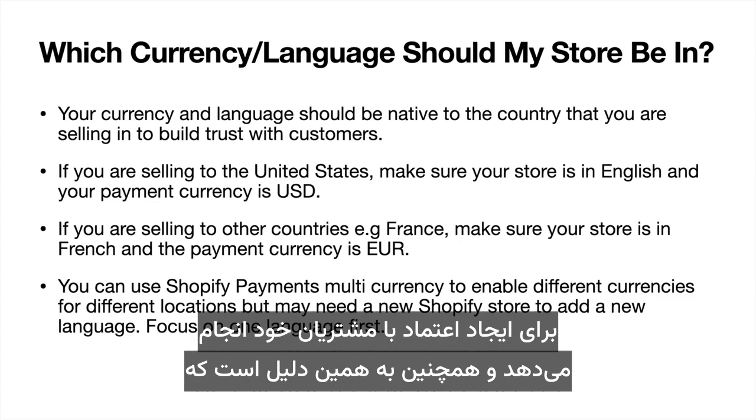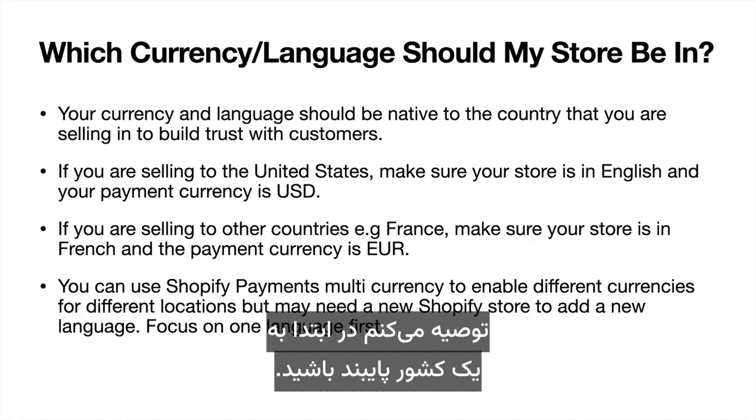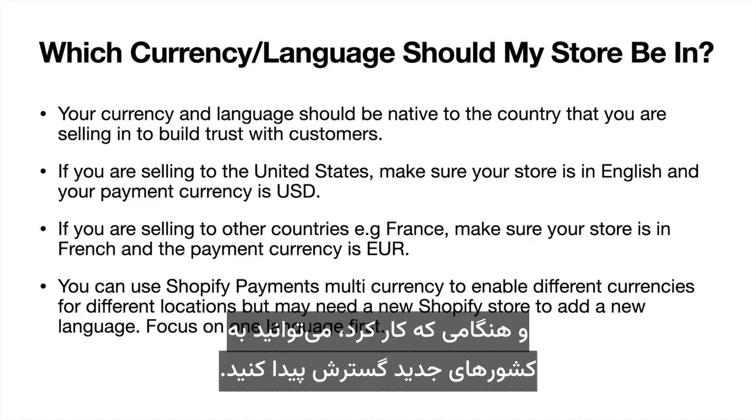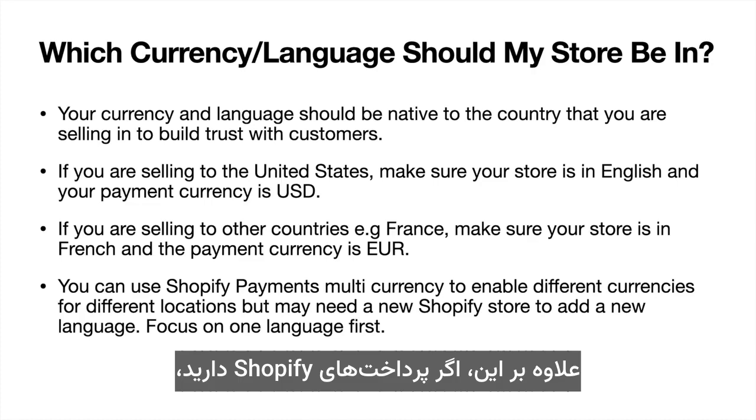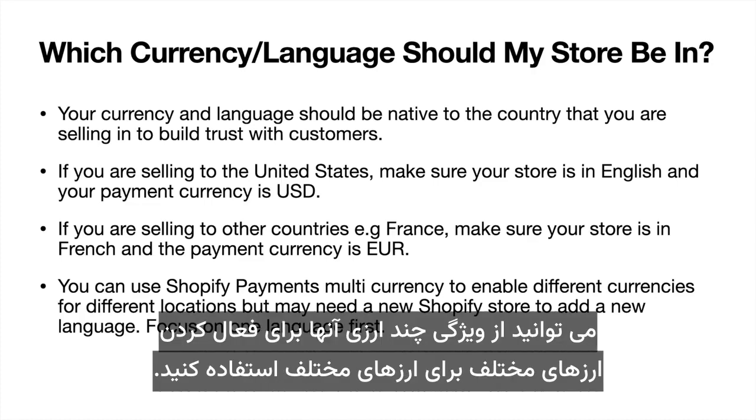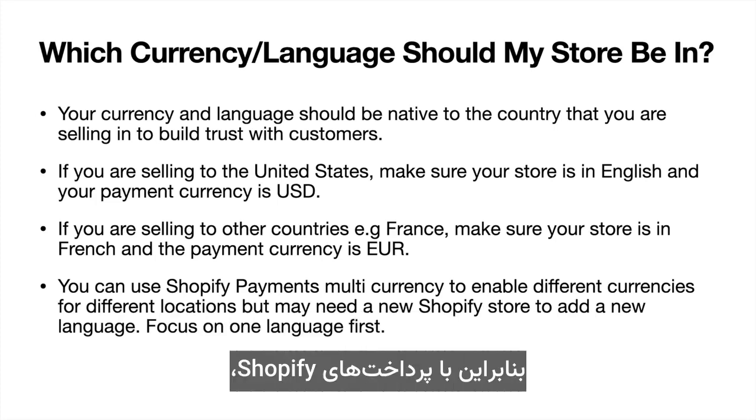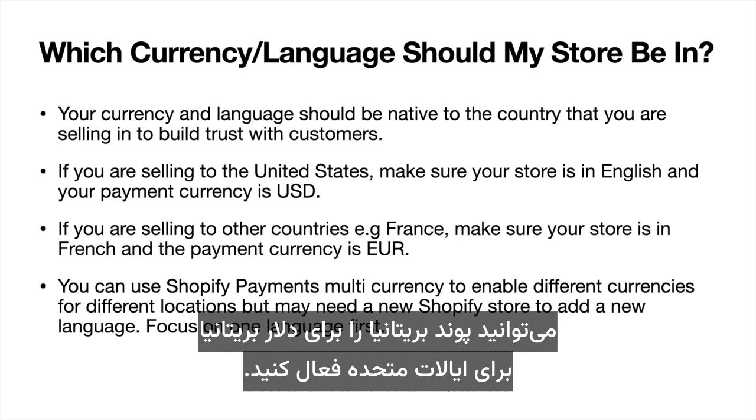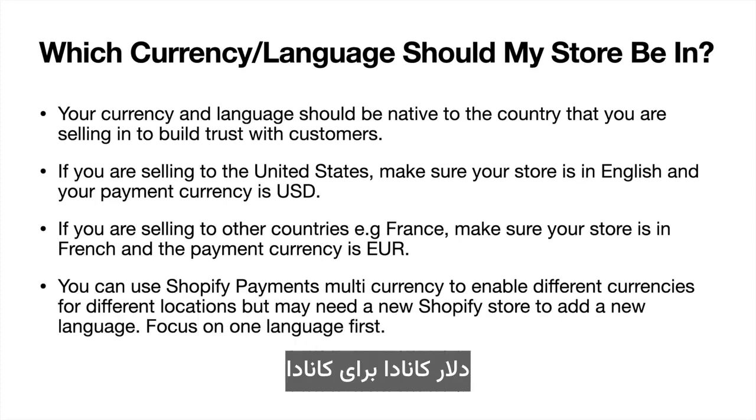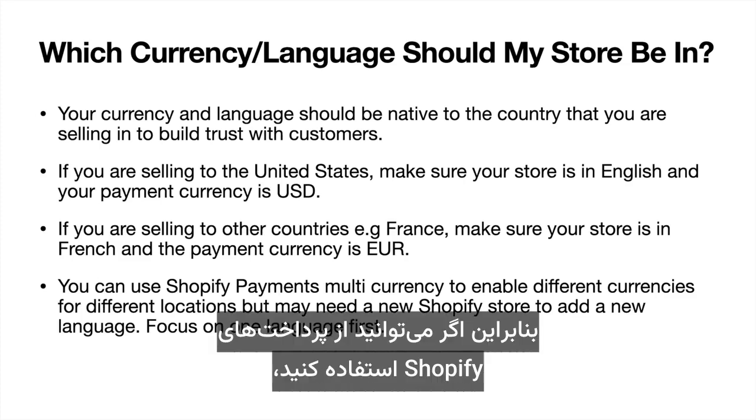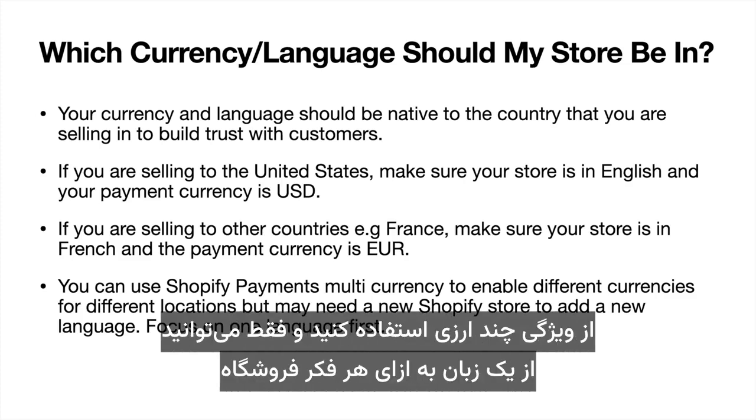Doing this will build trust with your customers. And it is also why I recommend sticking to one country in the beginning, and once it's working, you can scale out to new countries. In addition, if you have Shopify payments, you can use their multi-currency feature to enable different currencies for different locations. So with Shopify payments, you can enable British pound for the UK, US dollars for the US, Canadian dollars for Canada, and so on. So if you're able to use Shopify payments, use the multi-currency feature.